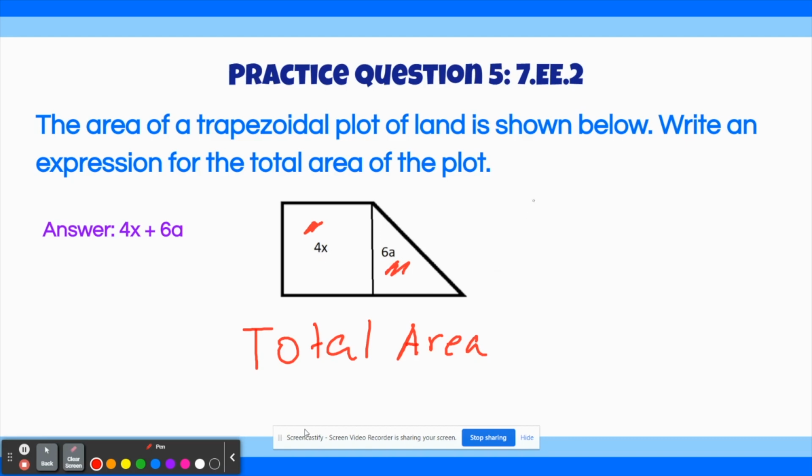So we can write that as an expression by writing 4x plus 6a. And so that would be our final answer. It would also be okay to write 6a plus 4x because they're both the same thing.